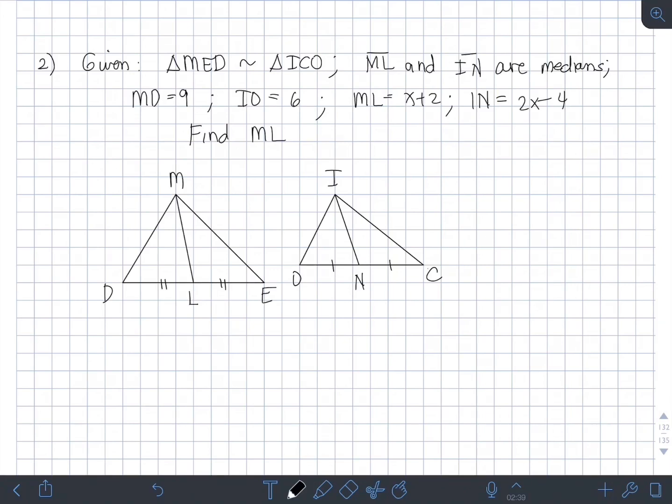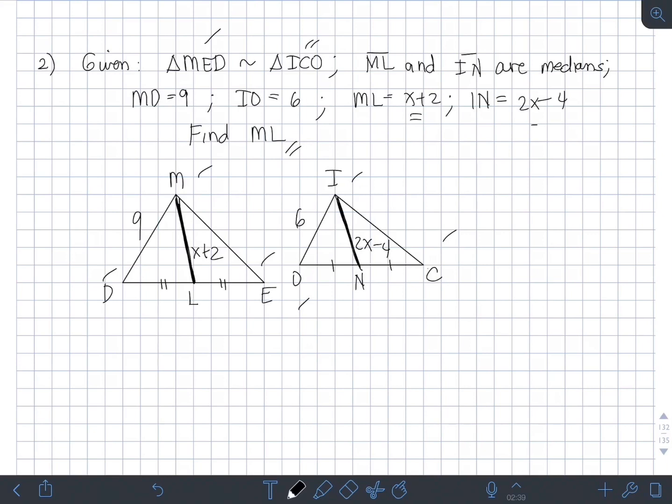Okay, so this time meron tayong two similar triangles, triangle MED, similar to triangle ICO. And then this time meron tayong medians ML and IN. So, median ML and median IN. Okay? And then, meron tayong dimension na MD is equal to 9, IO is equal to 6, and then ML is equal to X plus 2, IN is equal to 2X minus 4. So, hanapin daw natin yung length nitong ML.